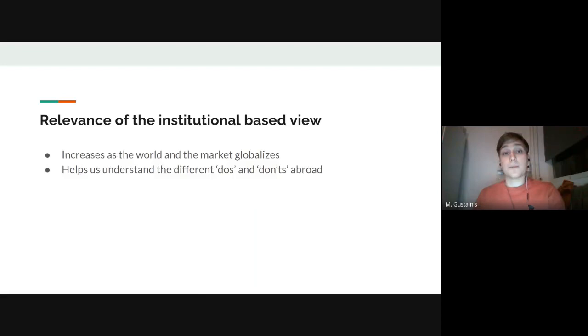Also, the institution-based view, we included, is relevant, especially in the globalizing world where companies need to understand how to conduct business, not only selling the product, but also making the customers feel like it is applied to their needs and their local popular way of doing business. So managers should be able to understand the do's and don'ts of doing business abroad and apply this knowledge, and will likely have much more success.